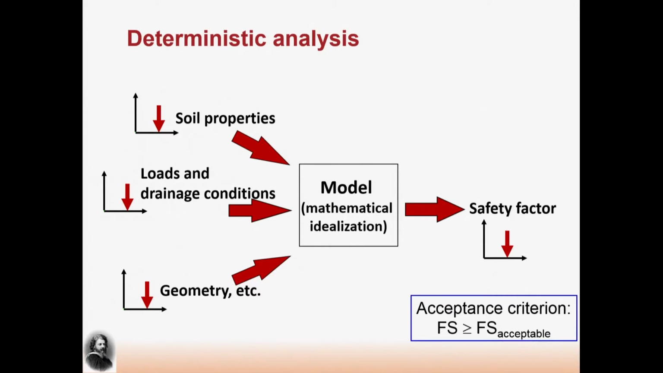Now, when we do standard type of analysis, deterministic analysis, we have different soil parameters, we have some loads, and we have the geometry of the problem. These are input into a model, and then you obtain a safety factor. Each of the parameters is put in with one singular value, a deterministic value, and the model, you assume that the equation is correct, and you obtain the safety factor. And then you compare it to the recommended safety factor in a standard or a code.